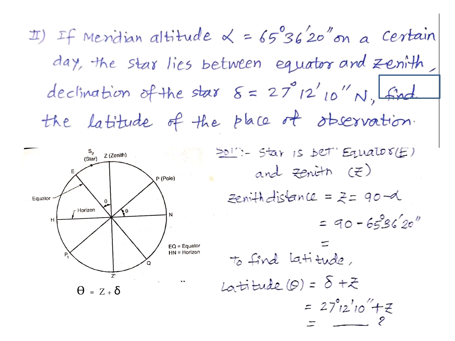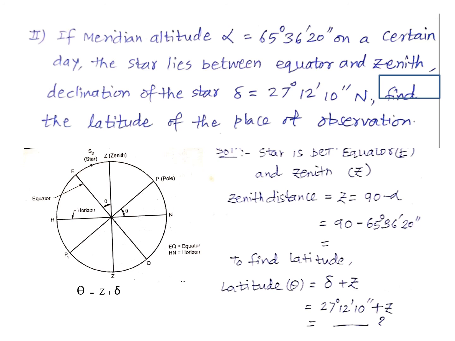If the meridian altitude alpha is given as 65 degrees 36 minutes 20 seconds on a certain day, the star lies between the equator and the zenith. Now where is the position of the star? Between the zenith and the equator. So this is the star position. The declination of the star is given as 26 degrees 12 minutes 10 seconds north. Find the latitude of the place of observation. Okay, I'll start by identifying the position of the star.